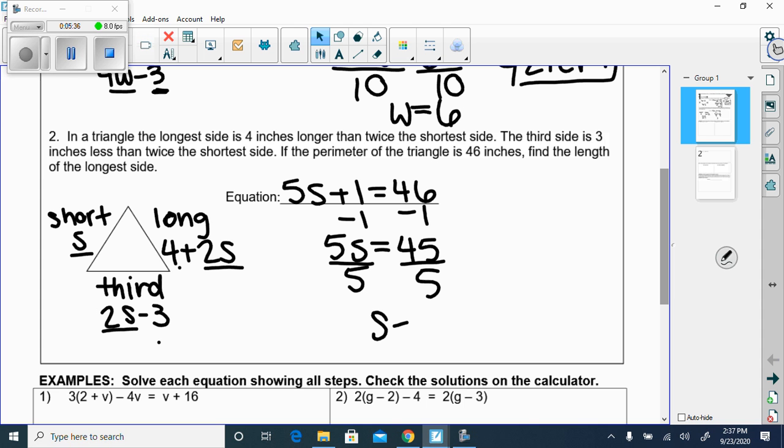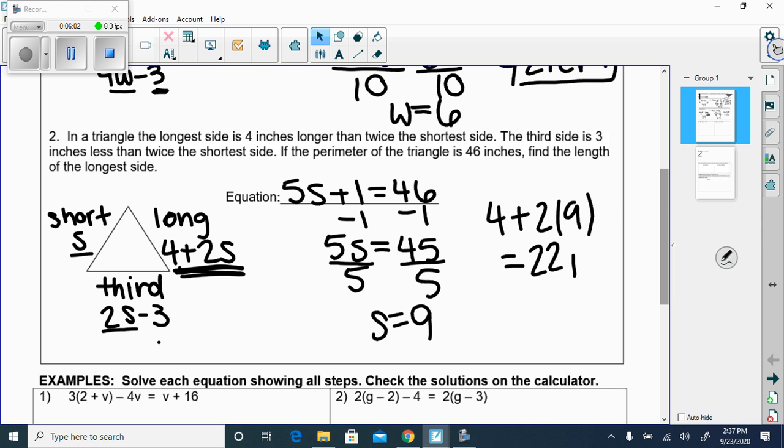So I got that S is 9. But that's not what they asked for, right? They asked for the longest side, which is this one over here. So I'm going to need to substitute, right? Good, that'd be 22. It will be 18, yes, and then plus 4 is 22. Good job.